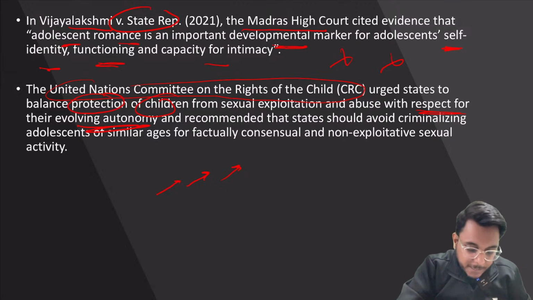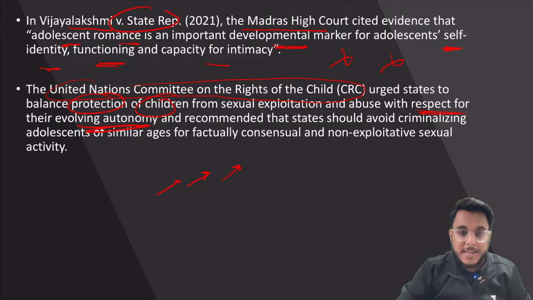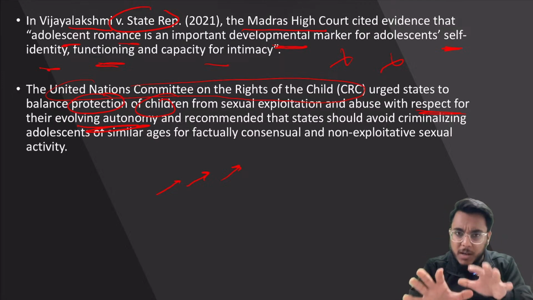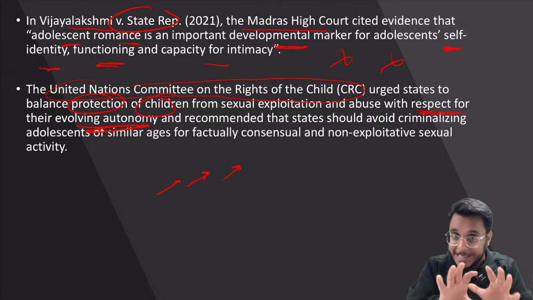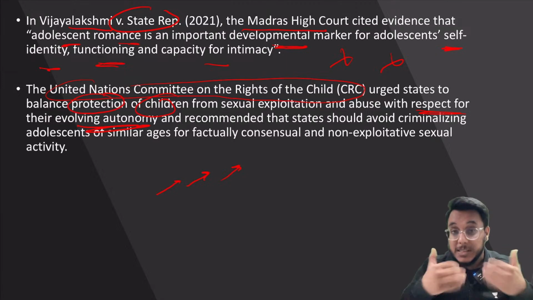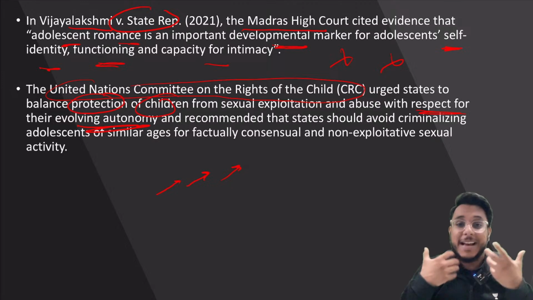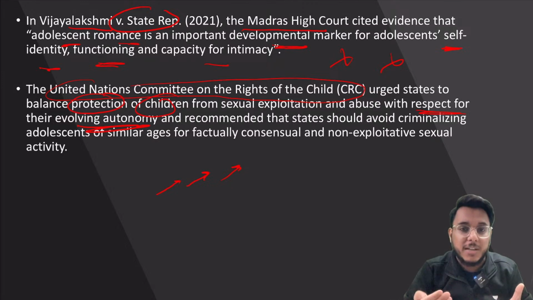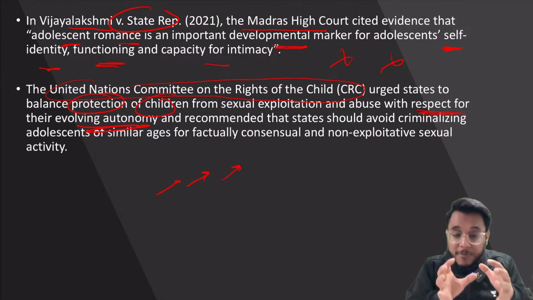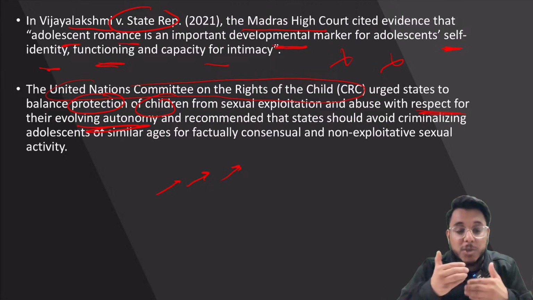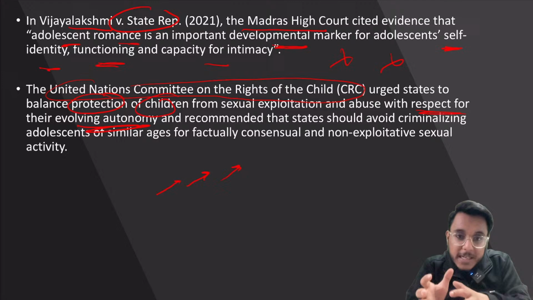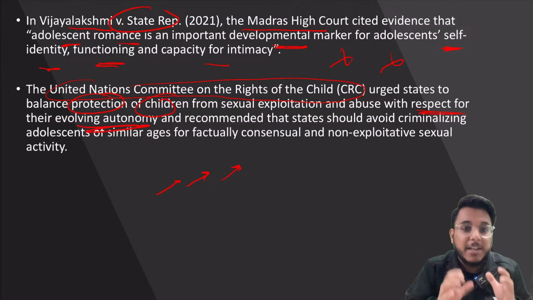Understand this. Suppose there is an 8-year-old girl and a 17-year-old girl. Yes, the 8-year-old girl is more prone to sexual harassment. She doesn't have the mental capacity to make meaningful choices, but that is not the case with a 17-year-old girl. So the capacity to make choices changes with age. It will not be the same for an 8-year-old and a 17-year-old. That is something we need to understand.